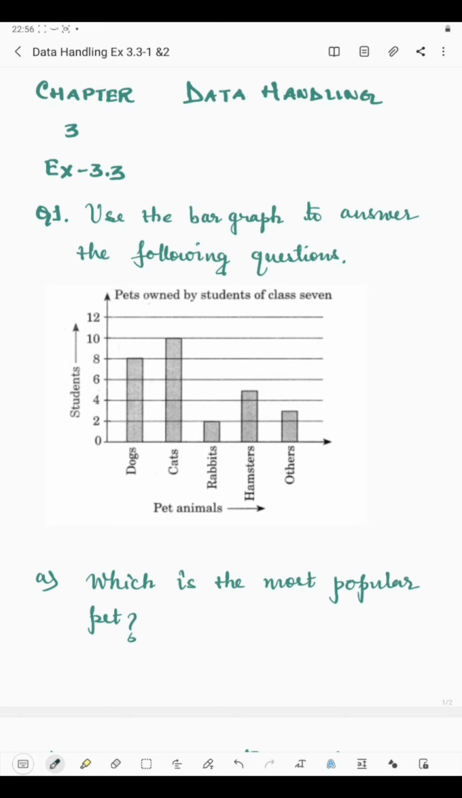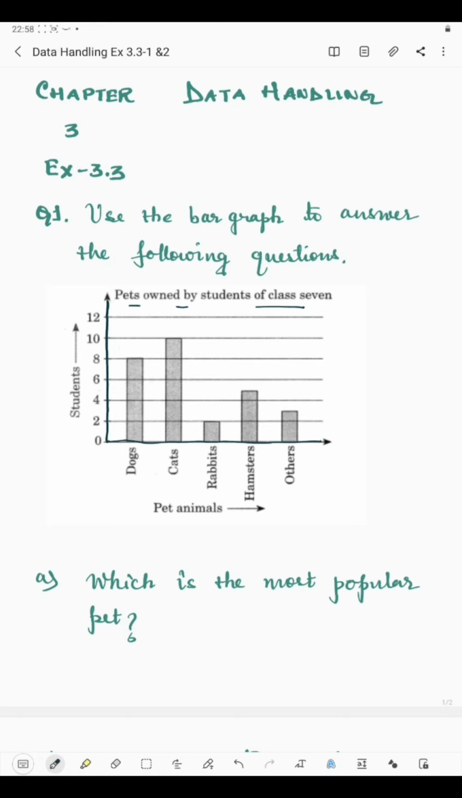Now here it is given that pets owned by students of class 7. This is the title of the bar graph, showing how many students of class 7 have these pets. Okay, so here on the horizontal axis pet animal is measured, and on the vertical axis, this is called the vertical axis and this is called the horizontal axis. On the horizontal axis pet animal is measured, and on the vertical axis number of students is measured.